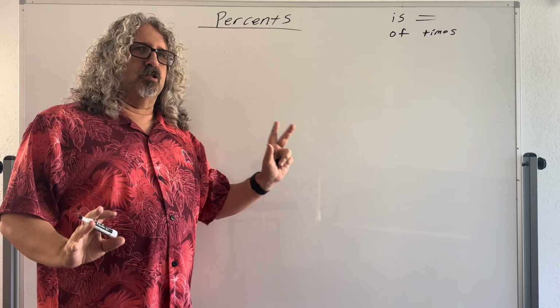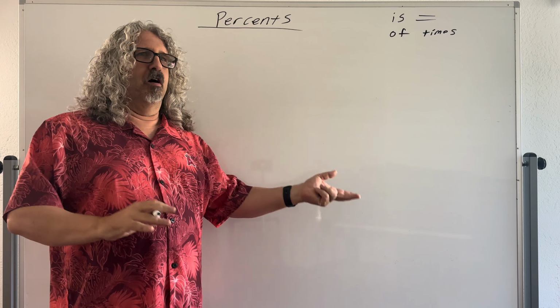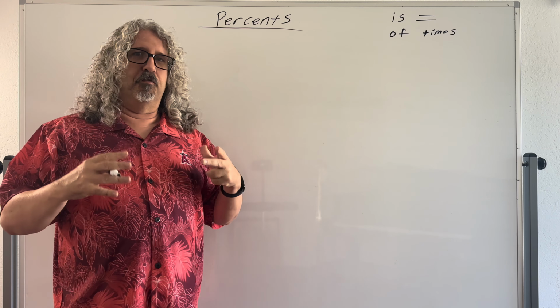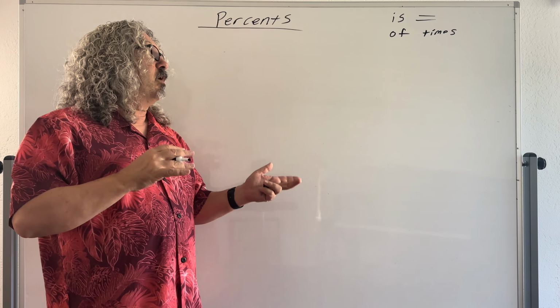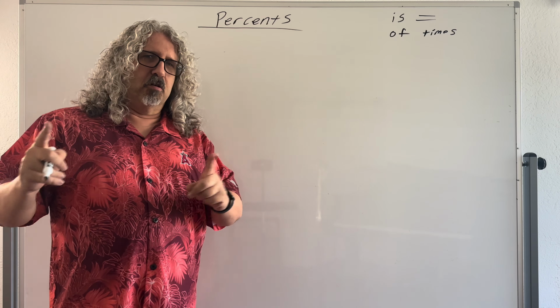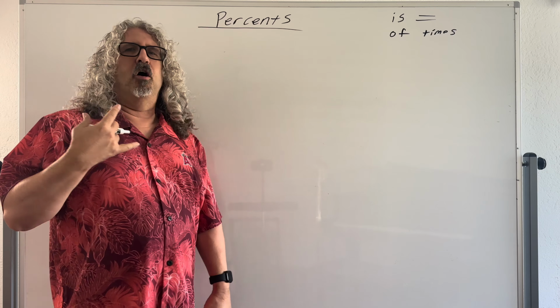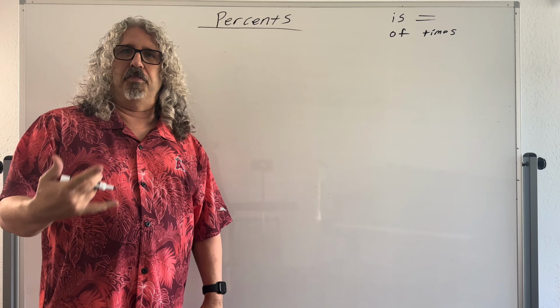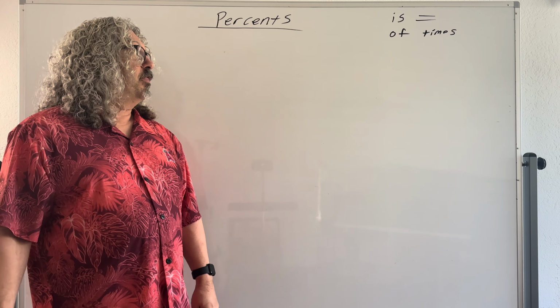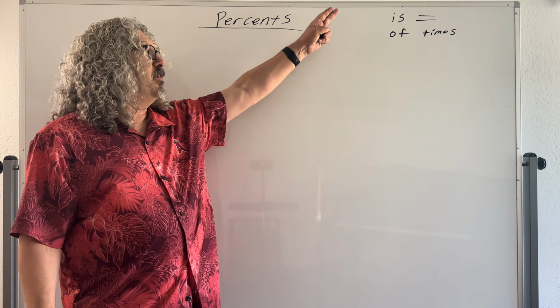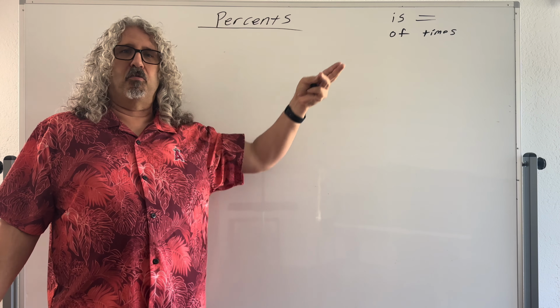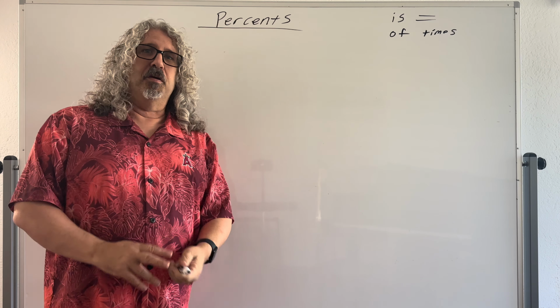Now, a lot of teachers like to do something called is over of equals x over 100, and if you've learned that, that's great, and you can get right to the percentage. But if you can learn the way I'm doing it right now, it'll also help you on other word problems that have nothing to do at all with percents. So learn how the is and the of works in word problems. There's 3 different ways to say them. Here's number 1.